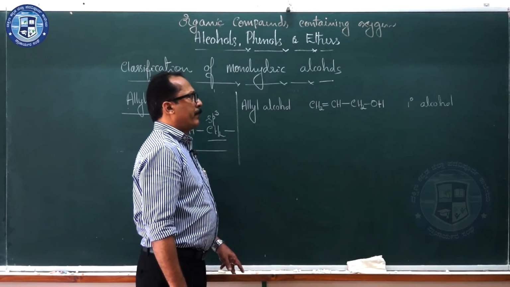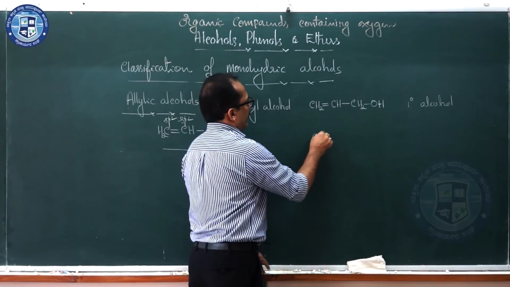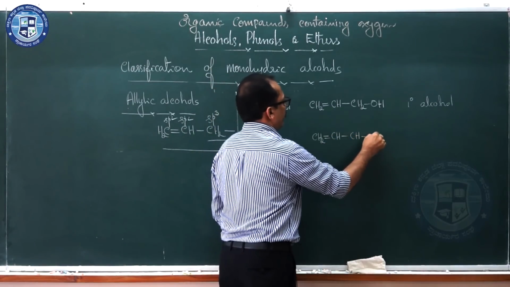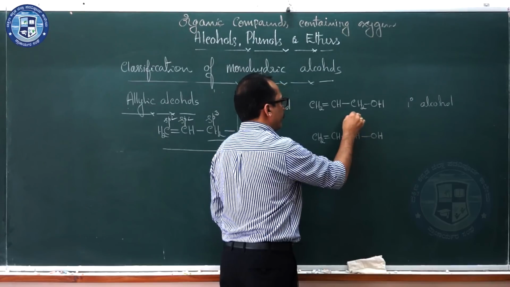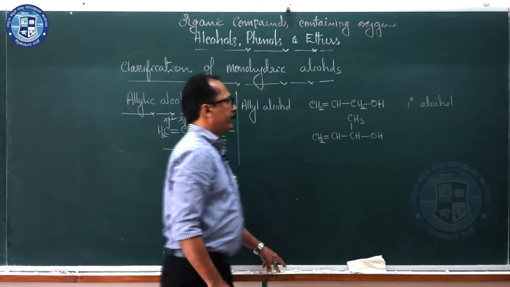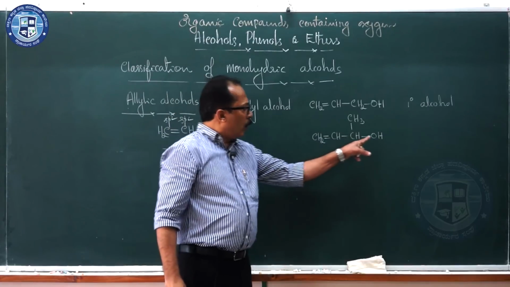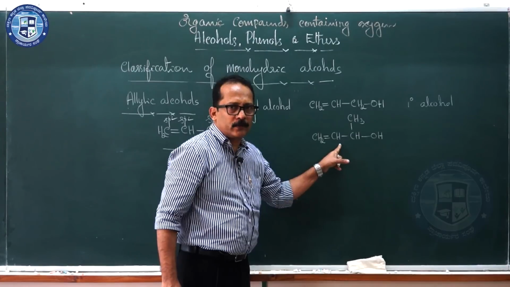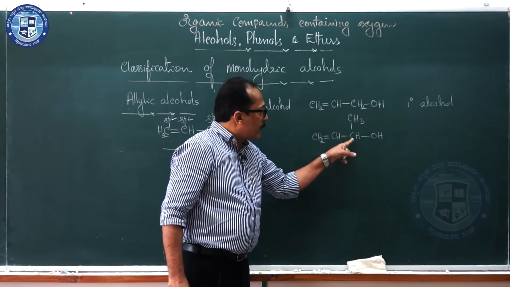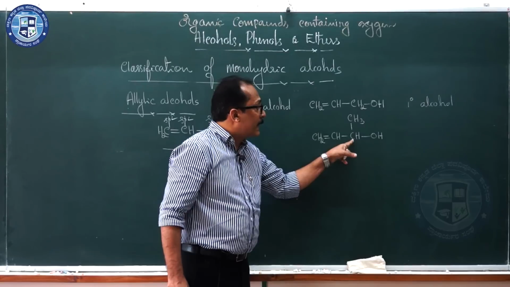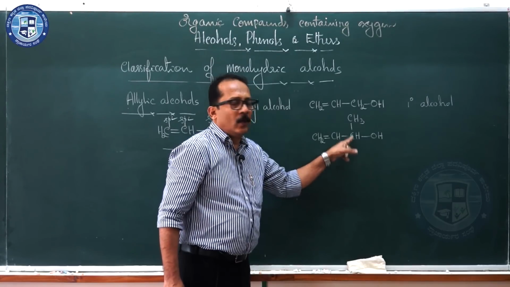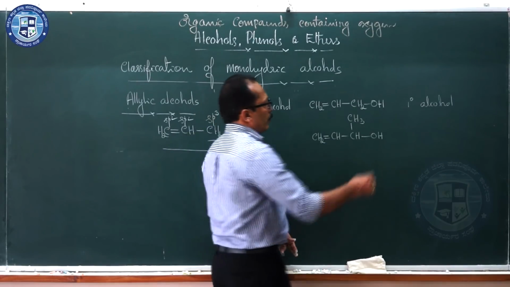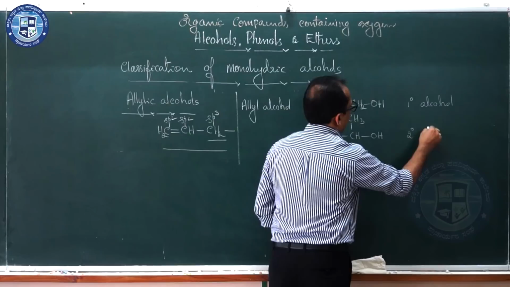We'll take one more example. CH2 double bond CH, CH(OH), CH3. The OH group is attached to an sp3 hybridized carbon atom adjacent to the carbon double bond, and this carbon atom is a secondary carbon atom. So it is an example of an allylic secondary alcohol.